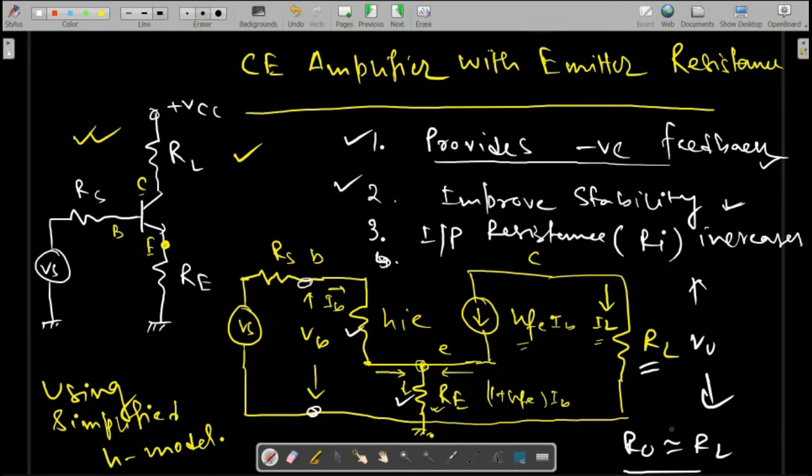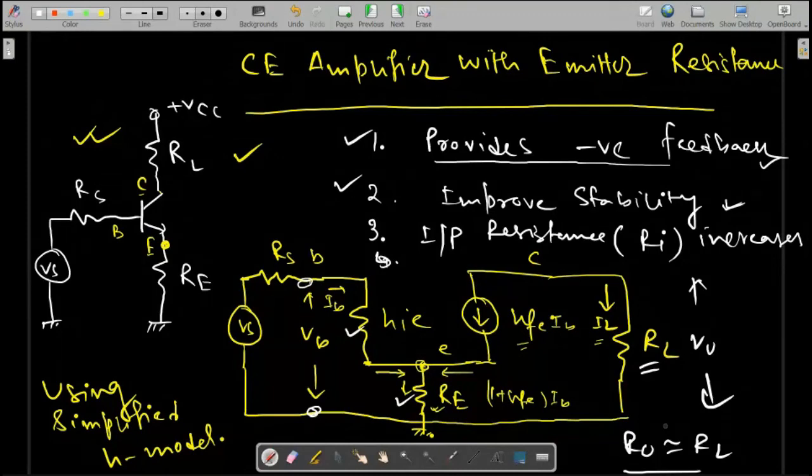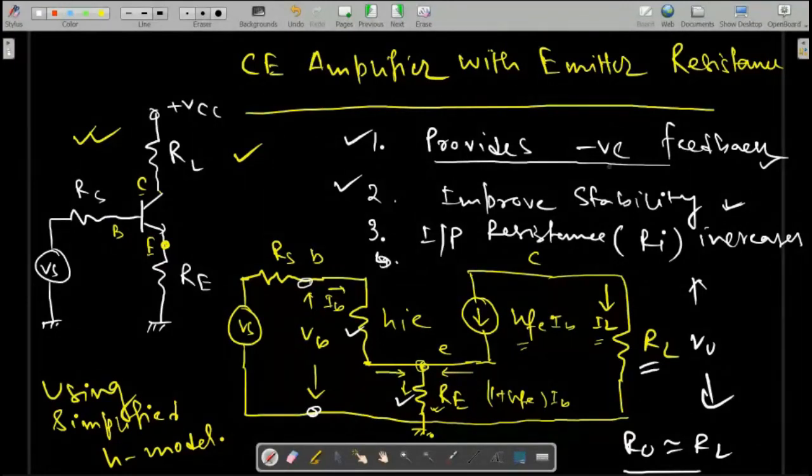So this is all about the common emitter amplifier with emitter resistance, its analysis using the simplified hybrid model. Also, you can do the same using the original hybrid model, but it will be complex. So we are going for the simplified hybrid model. And the interesting features we are getting are negative feedback, improved stability, and reduced gain. Because with negative feedback the gain will always be less, but input resistance increases. That is one good fact regarding this CE amplifier with emitter resistance.